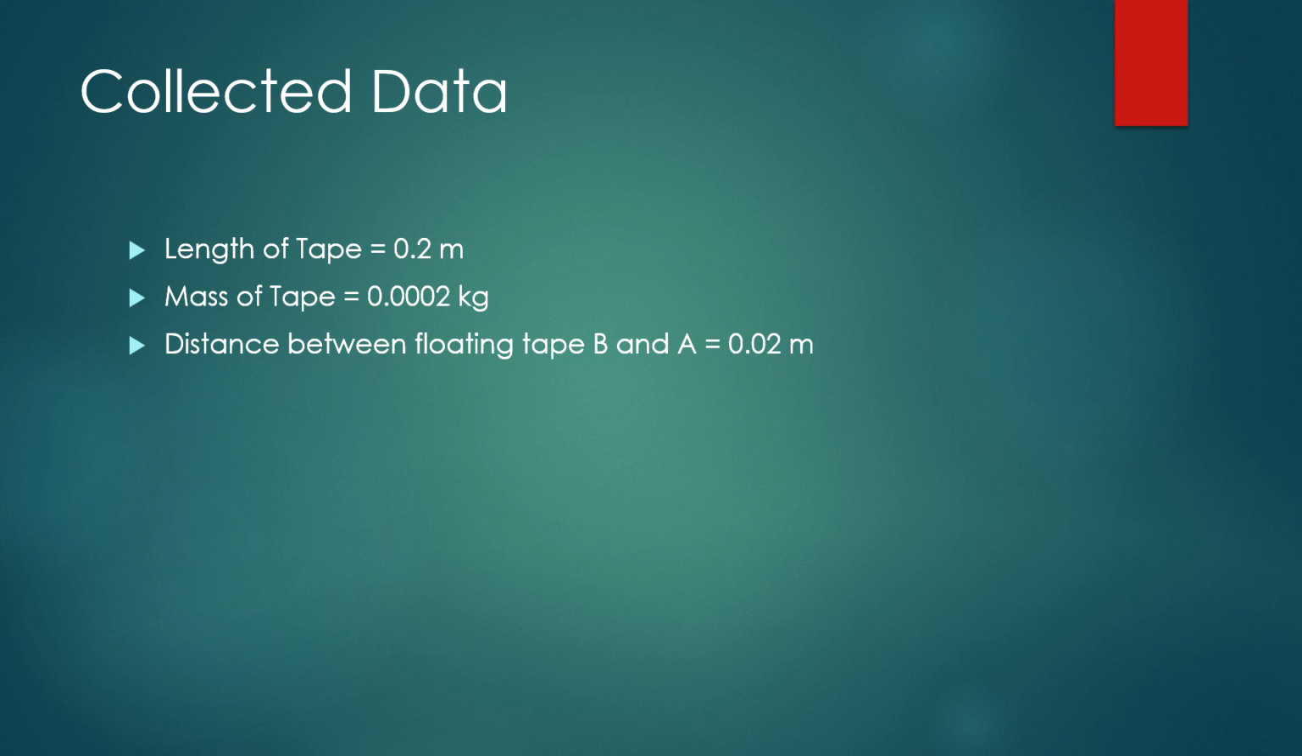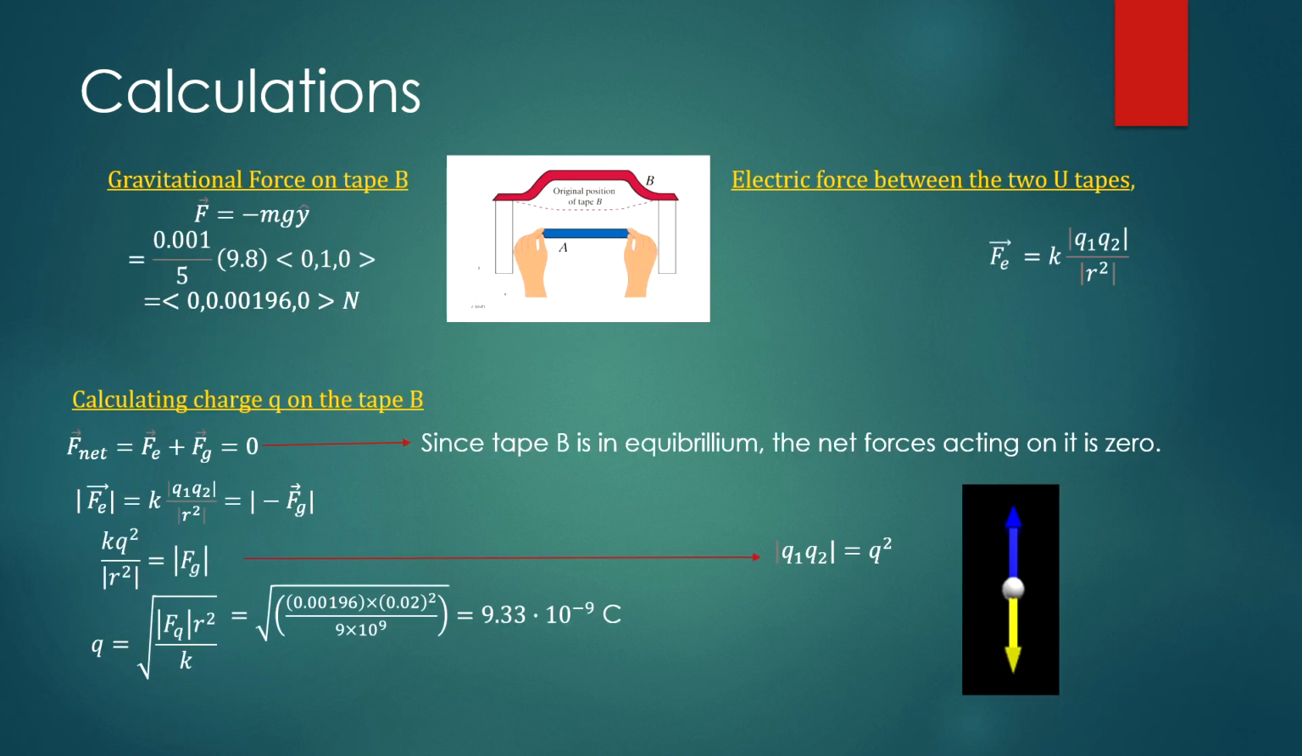So the collected data is on the screen: length of tape, mass of tape, and distance between the floating tape B and A. Moving on to calculations, we start out by finding the gravitational force on tape B. Then by drawing a free body diagram on tape B, we find that the electric force and the gravitational force are opposite. Since the tape is floating, therefore stationary in the y direction, the net force acting on the tape in the y direction is zero according to Newton's second law. Therefore, we set the magnitudes equal to each other and then continue solving.